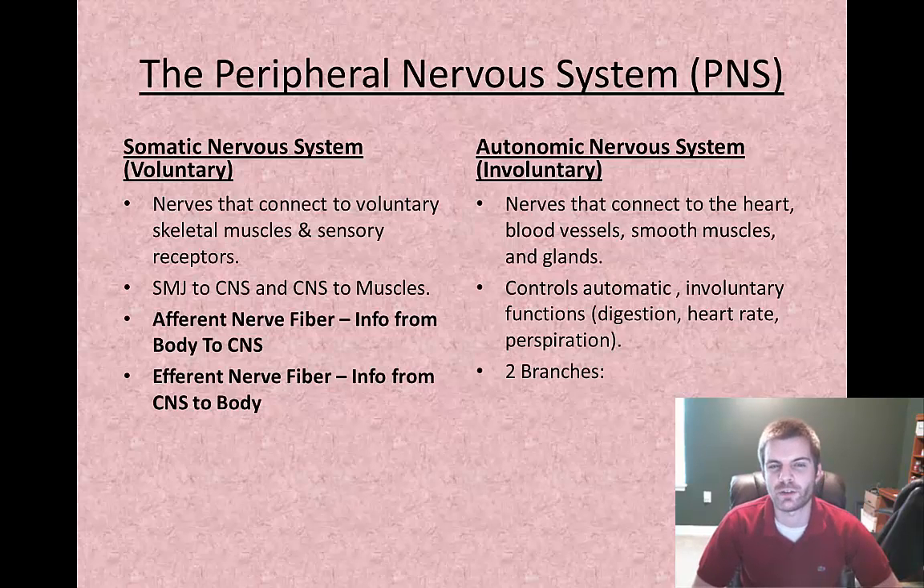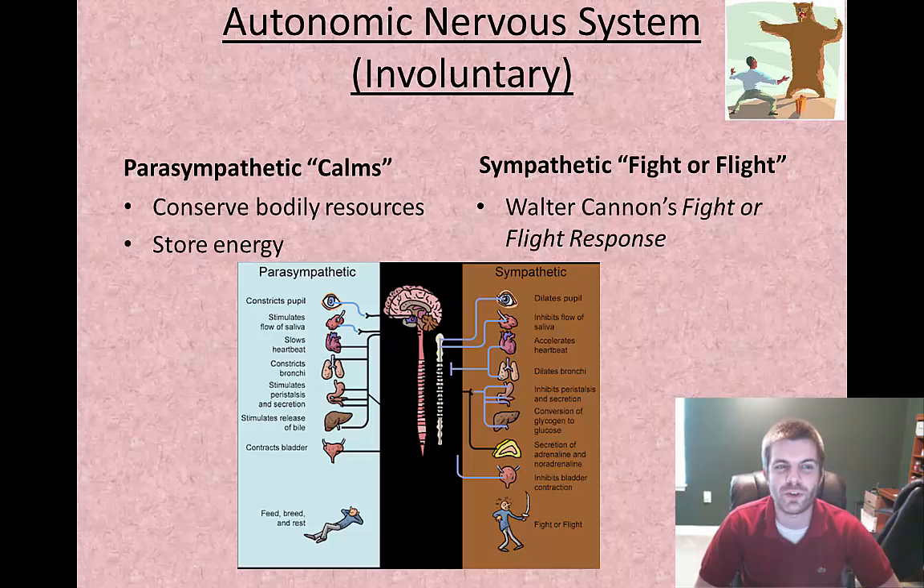Now, moving on to the autonomic nervous system, this is going to be for more involuntary-based function. So these nerves are going to connect to some organs like the heart, blood vessels, smooth muscles, and glands, and it controls a lot more involuntary-based things such as digestion and heart rate, perspiration, pupil dilation. The autonomic nervous system is actually going to be divided into two parts, and so these parts are known as the parasympathetic division and the sympathetic division.